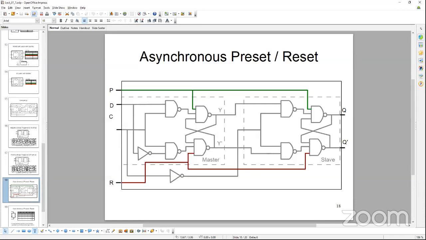Okay. So at this point, let's continue with the experiment that we started, the flip-flop, right?